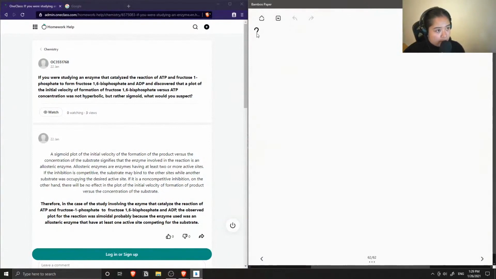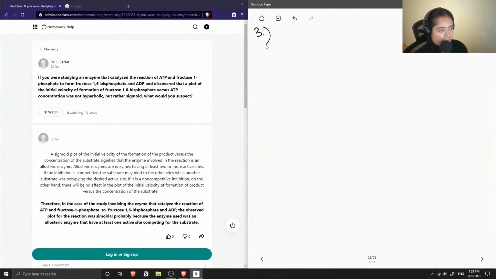Okay, so question number three. If you were studying an enzyme that catalyzed the reaction of ATP and fructose 1-phosphate to form fructose 1,6-bisphosphate and ADP, and discovered that a plot of the initial velocity of the formation of fructose 1,6-bisphosphate versus ATP concentration was not hyperbolic, but rather sigmoid, what would you expect?